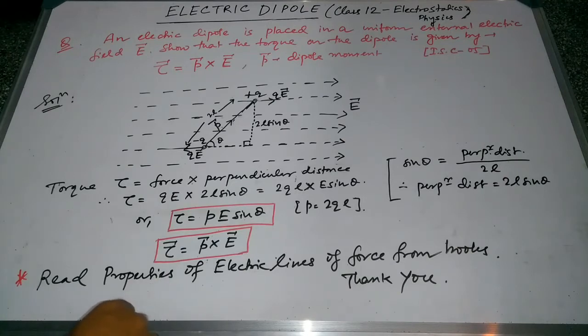So this derivation and the previous one is very important, and the previous lectures are also important. So read the properties of electric lines of force from any book. That will include a number of points, that is, the electric lines of force originate from positive charge and end inside the negative charge. Two electric lines of force never intersect each other, because if they do, then at the point of intersection there will be two directions of electric field, which is not possible. So there are many points like this. You should read those points, and that will end the chapter on electric dipole.